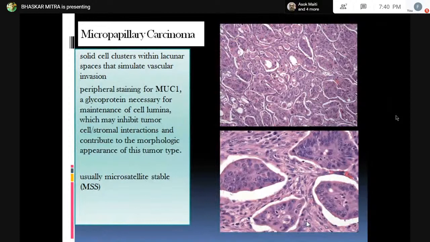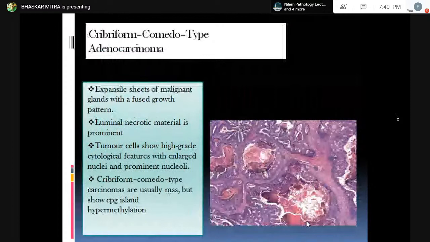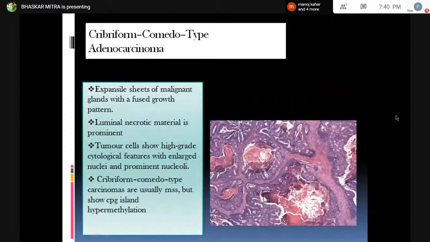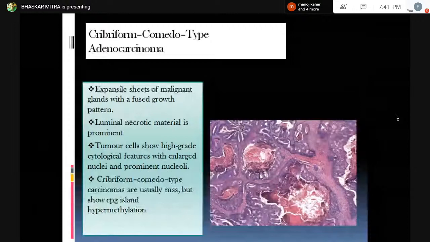Now coming to the cribriform or comedo type of adenocarcinomas. Here the name suggests the cribriform. Here we get a sheath-like appearance of these cells. We may find fused necrotic glands, a fused gland pattern of these growths. There may be luminal necrotic areas. This has importance because if we see this cribriform comedo type of morphology in the histomorphology, these are usually microsatellite stable and CIMP positive, that is, CpG island hypermethylation positive cancers show this type of morphology.